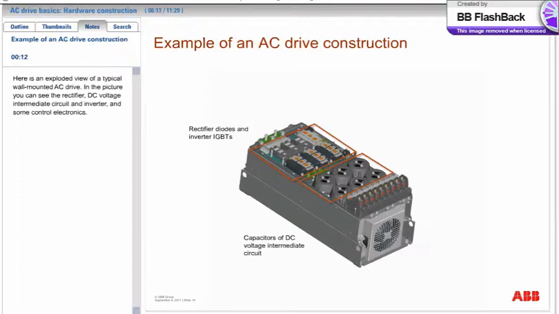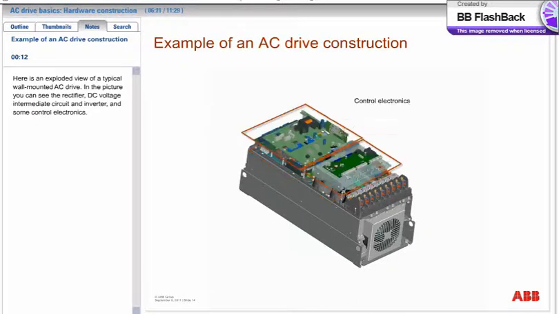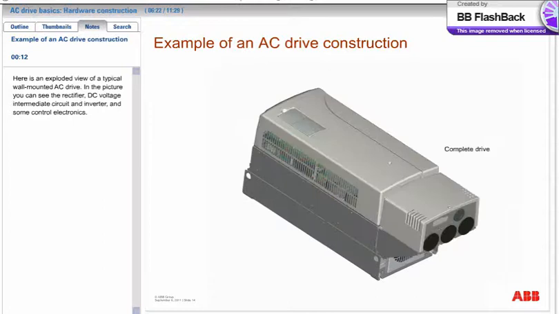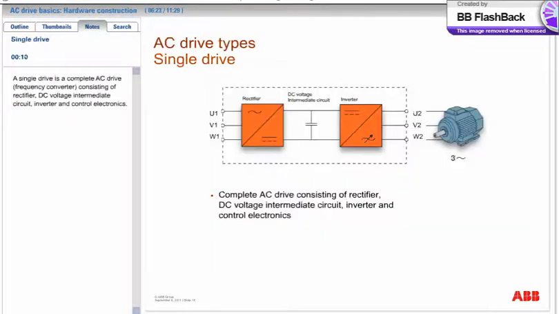Here is an exploded view of a typical wall-mounted AC drive. In the picture you can see the rectifier, DC voltage intermediate circuit and inverter, and some control electronics. A single drive is a complete AC drive, frequency converter, consisting of rectifier, DC voltage intermediate circuit, inverter, and control electronics.